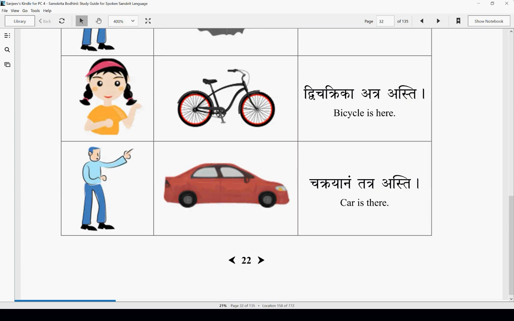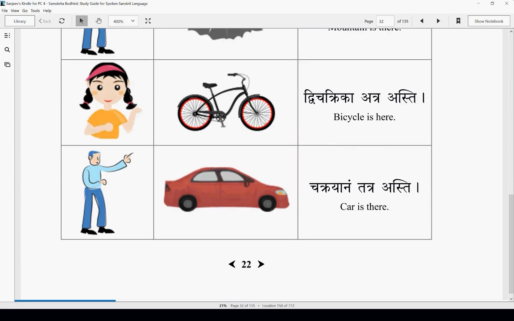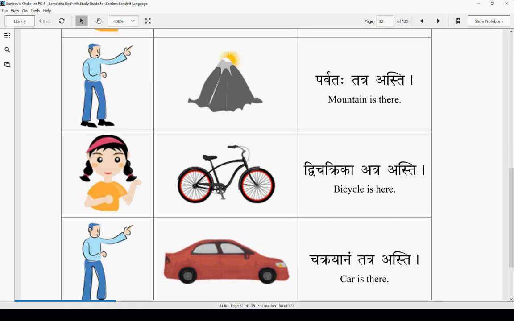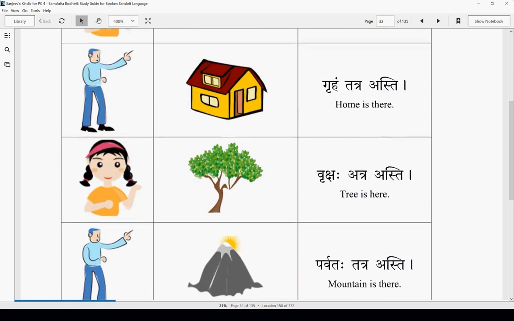Dvichakrika atra asti, and Chakrayanam tatra asti. So this is using atra, tatra, and the other words are just a repetition for practice purposes, like Chakrayanam, Chakrika, etc. They are just a repeat of what we studied before. We are just adding atra, tatra, etc. Now, what about asti?